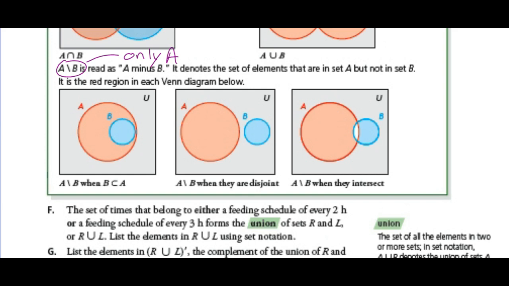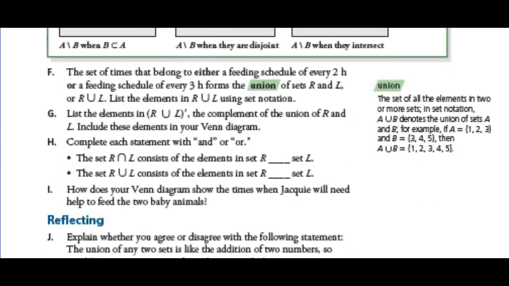If they're disjoint sets, it doesn't really matter, right? There's no overlap, so A is just A. And if they are sets that do overlap, then we get rid of the intersection, right? So it's only A. So A minus B, that's the notation. You see it in the book, written A minus B. Might see it on the test that way. It means only A.